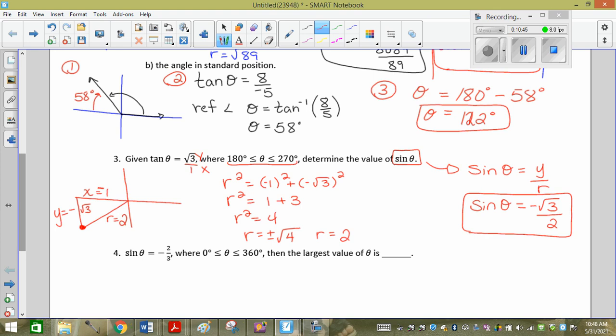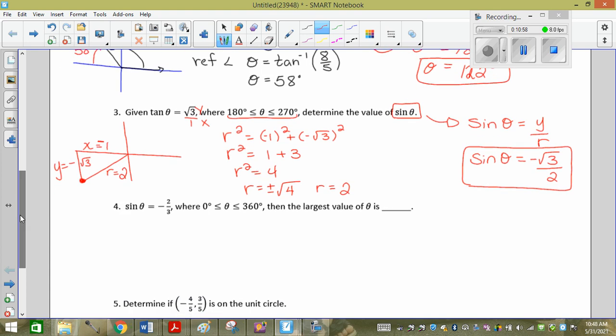So that's a trig ratio asking for a trig ratio. If you have a trig ratio and you're asking for a trig ratio, you have to draw the reference angle triangle, find the third side, give me the trig ratio. As opposed to number 4, where I give you a trig ratio and then ask you for the largest value of theta. Whenever I'm asking for theta, you have to do 3 steps: draw, reference angle, answer. So when I ask you for a trig ratio, you draw, find the third side, give me the trig ratio. When I ask for theta, you draw, reference angle, answer.